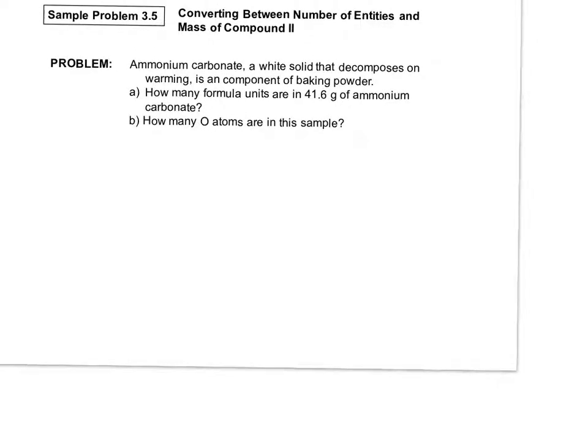So we always start with writing down what we know. We're going to do A part first, obviously. It says that we have 41.6 grams of ammonium carbonate. And again, just like the last problem, they do not give us the molecular formula for ammonium carbonate. So it's really important that you look over that table in Chapter 2 that lists the polyatomic ions.